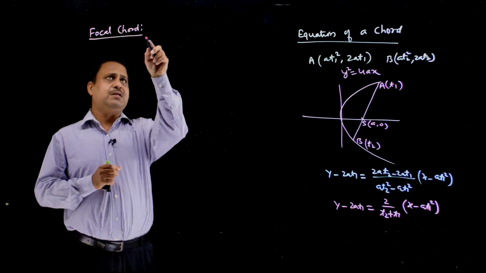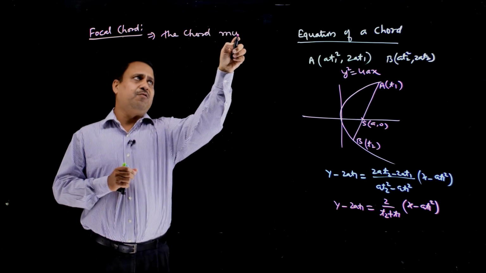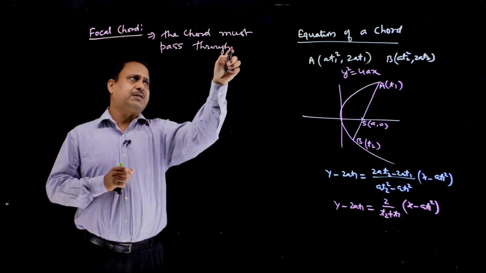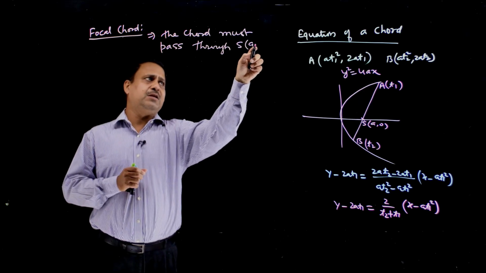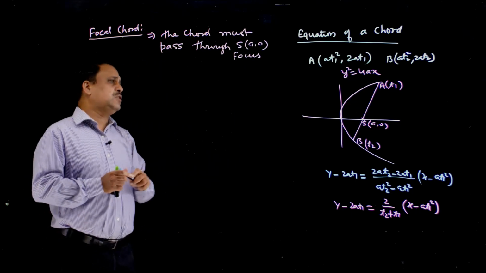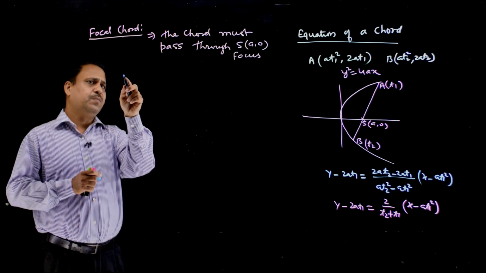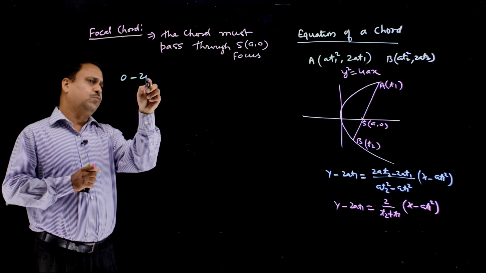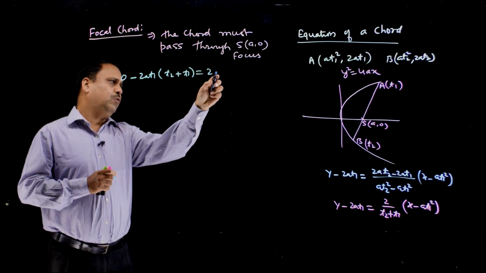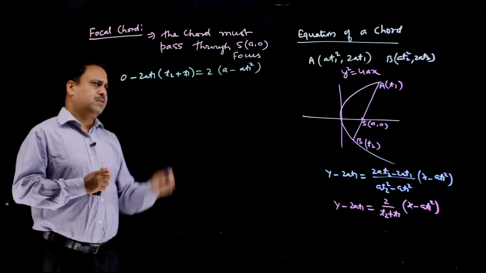If it is a focal chord, this implies that the chord must pass through the focus. What is the focus? (a, 0). This is the focus here. So that means (a, 0) must satisfy this. So we will put y is equal to 0. So 0 minus 2a t1 is equal to 2 upon (t2 plus t1) into (x is a minus a t1 square). Simplify this.